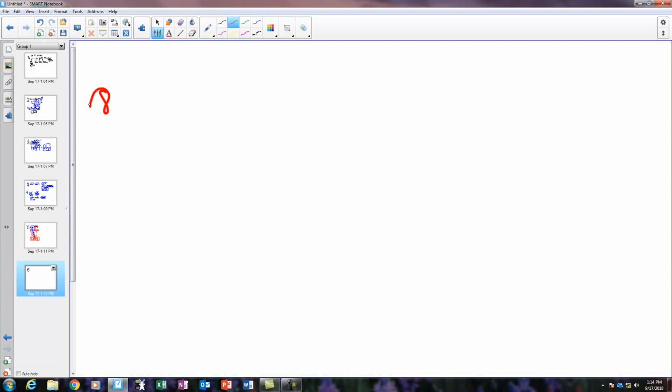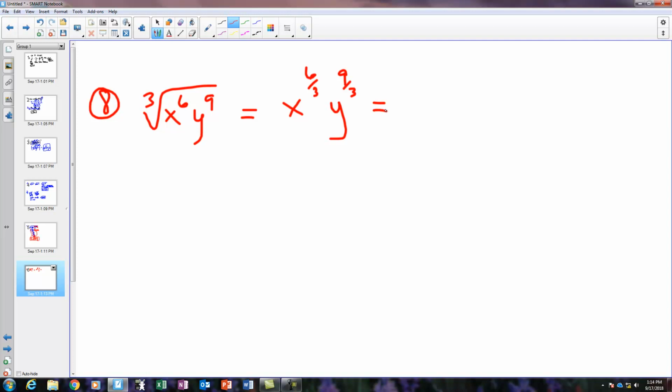Number 8 is similar to that idea. It's the cube root of x to the 6th, y to the 9th. And I ask you to write them in rational exponent form first. And since it's a cube root, these would be over 3. And it's going to be 6 over 3 and 9 over 3 for each of those. And then the goal is simply to reduce them. It turns out that 6 over 3 makes it x squared, and 9 over 3 makes it y cubed. And so that would be the end of that question.